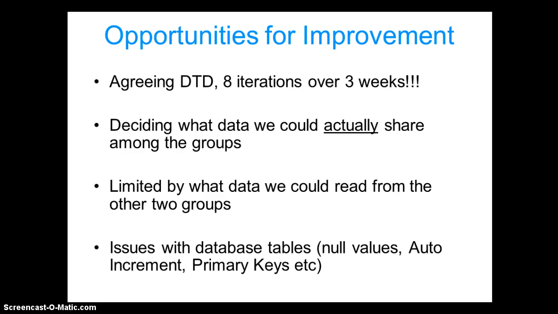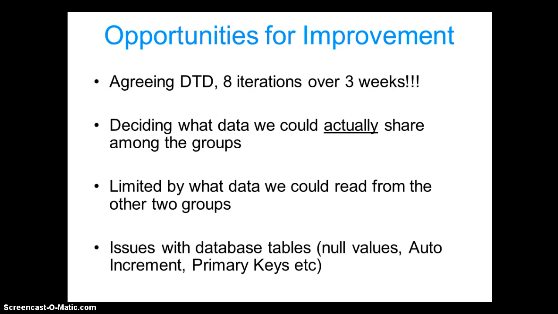Deciding what data we could actually share among groups was a problem. We thought 5 tables was great at the beginning, but then what we could actually share, and within those tables what we could actually share, turned out to be different. And then we were limited by what data we could read from the other 2 groups. Although we might have been able to share patient and healthcare professional, within patient and healthcare professional, we may have only been able to share or read 2 fields or 3 fields, which wasn't a whole lot.